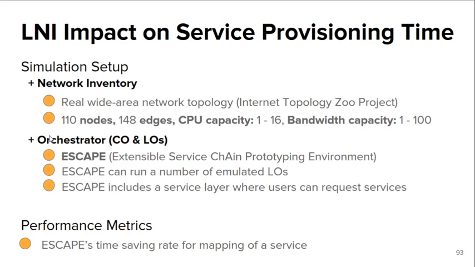For the central orchestrator, we use the ESCAPE tool that supports several parts of the service chaining architecture, and it can run on a number of emulated local orchestrators. ESCAPE also includes a simple service layer where users can request network services. In this experiment, we measured ESCAPE's time-saved rate for mapping a service. This value is defined as a fraction of the amount of saved time using an LNI topology and of the running time using a full network inventory topology.